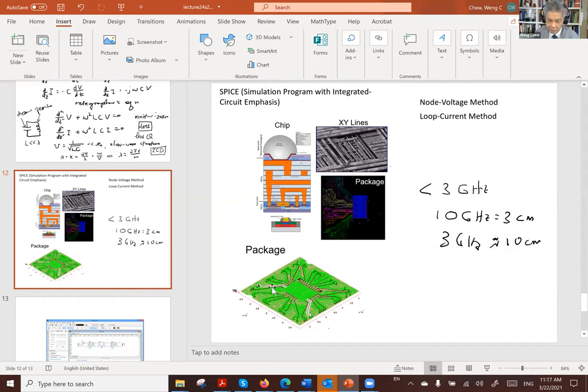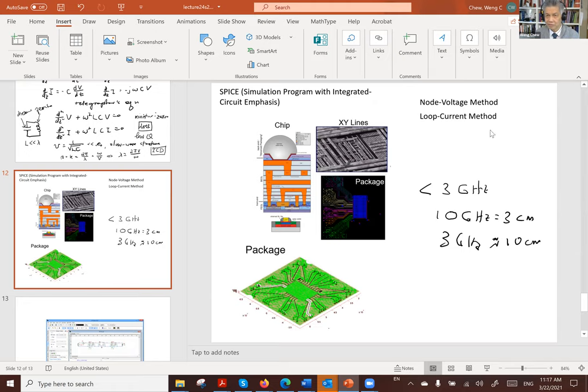Retardation effects, however, cannot be ignored on the package level, because if you have a signal of 3 gigahertz, there is some phase delay that you have to account for. And there is a very powerful simulation package called SPICE, simulation program with integrated circuit emphasis. I'm sure some of you have used this package in some of your undergraduate courses as well.